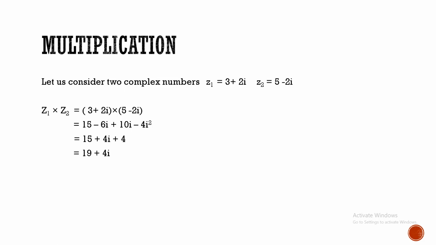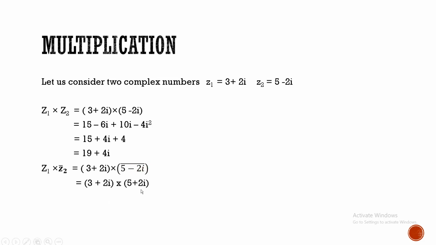Now let us do one more sum, that is Z1 into Z2 bar. So here Z1 is this 3 plus 2i, and Z2 is this 5 minus 2i, we have written here, and for bar we have placed the bar. You know what we mean by conjugate? You just have to change the sign of the imaginary part. So your answer will be 3 plus 2i into 5 plus 2i.